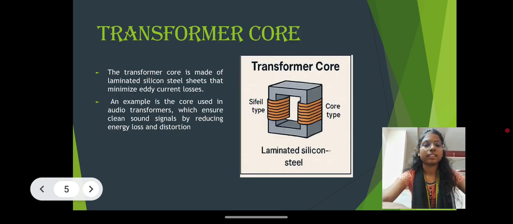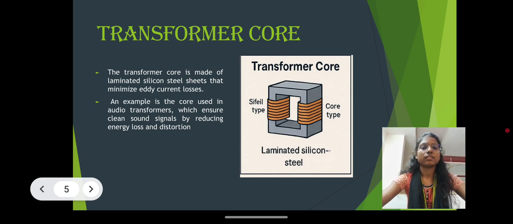Transformer core. The core is usually made of thin laminated silicon steel sheets. Laminations are used to reduce eddy current losses. The purpose of the core is to provide a closed magnetic path for flux. Primary winding. This is the coil connected to the input supply. When AC voltage flows through it, a magnetic flux is produced in the core. And secondary winding. This coil is connected to the load. The induced EMF generated in the winding supplies power to the connected device or system.